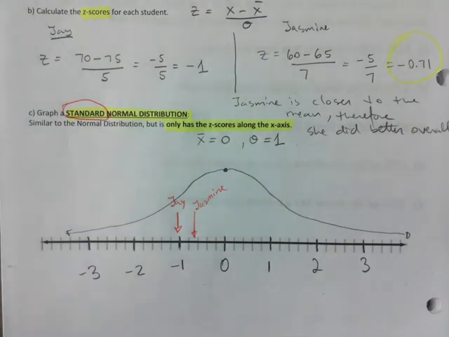But when it comes to scoring, like overall, who did better in a class, the higher z-score is always the better choice. Okay, so here we go.